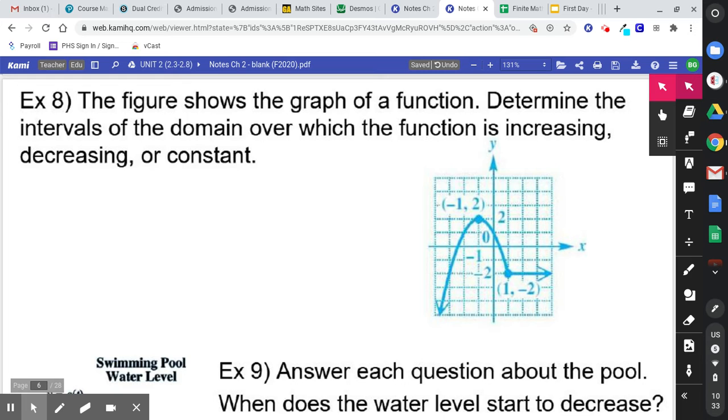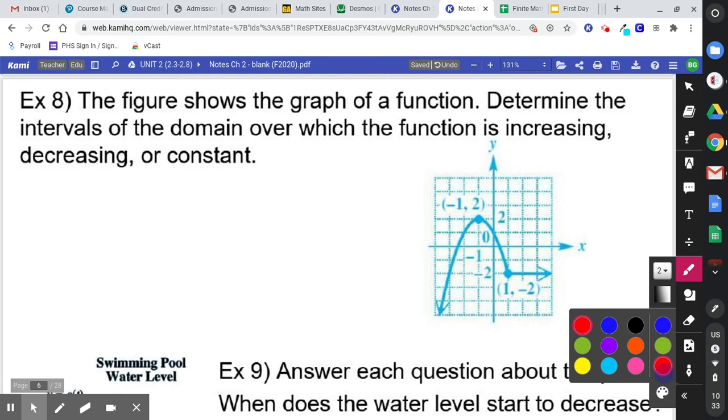Number 8, the figure shows the graph of a function. Determine the intervals of the domain over which the function is increasing, decreasing, or constant. So half of this is hard and half of this is not. You look at the graph and you should immediately be able to tell that it's increasing here and it's decreasing here and it's constant here. That graph is increasing for a while and then it's decreasing for a while and then it's constant for a while.